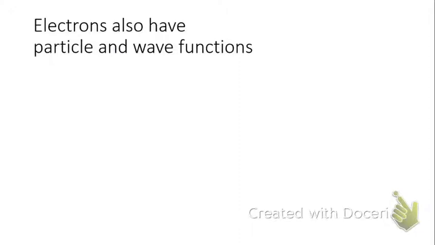So, electrons, as we said, have particle and wave functions. We're familiar with the particle function, but now we're going to start looking at the wave function a little bit. And so we can use some light principles for electrons. And this is known as the de Broglie relationship.